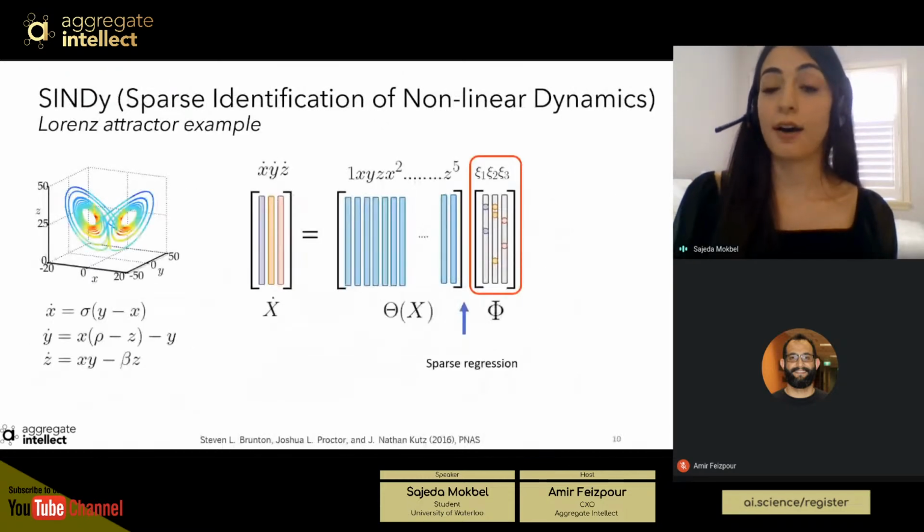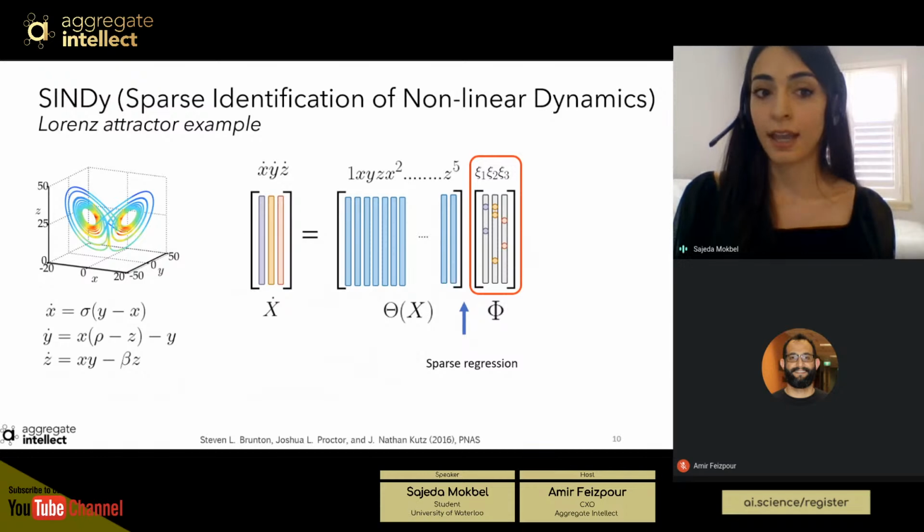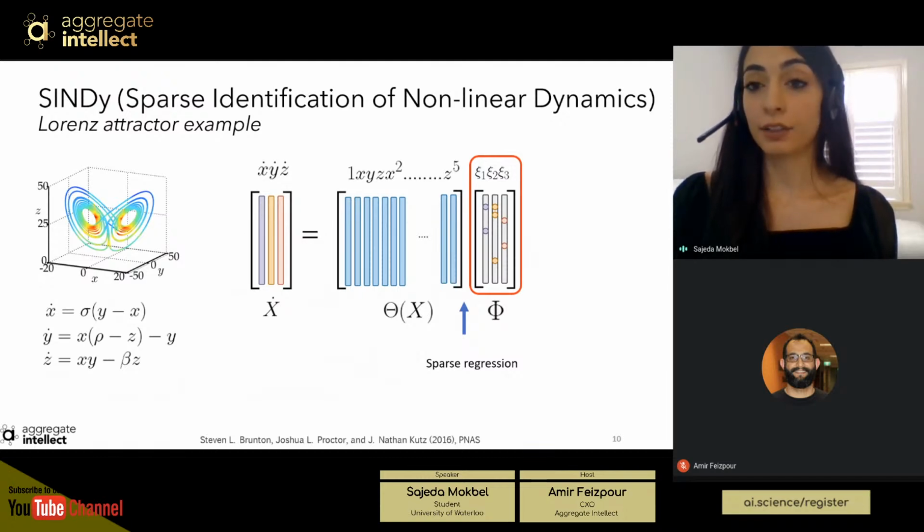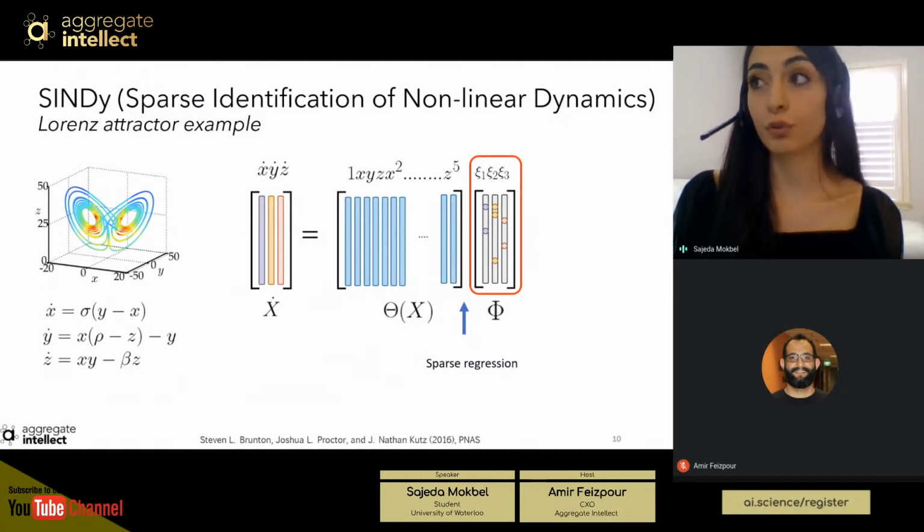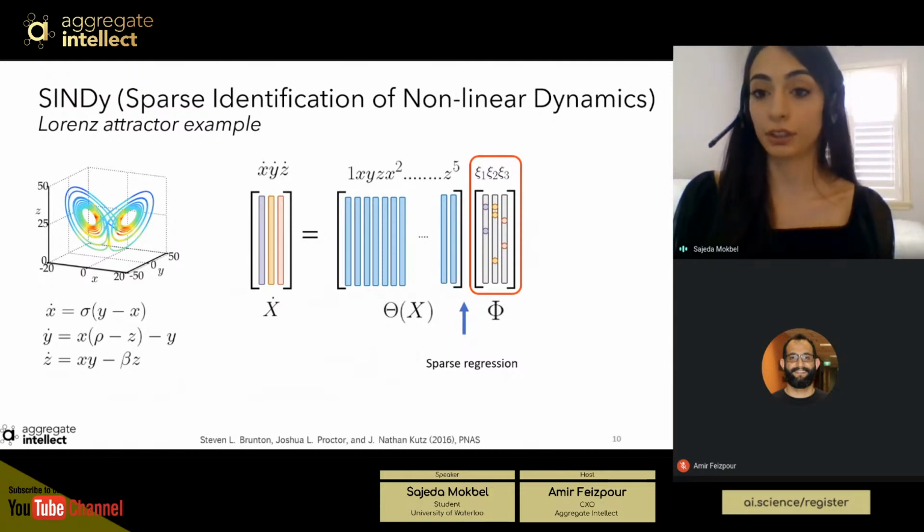And so this model is applied to a Lorenz attractor example. So a Lorenz attractor is a highly nonlinear system that is described by the equations I have on the left. And as you can see, the right-hand side of each equation only has a few terms that describe these dynamics. And that's the idea they're leveraging here. So using the SINDy model, we want to find this representation Xi, and it'll only activate just a few non-zero terms that can describe it through the library of functions.